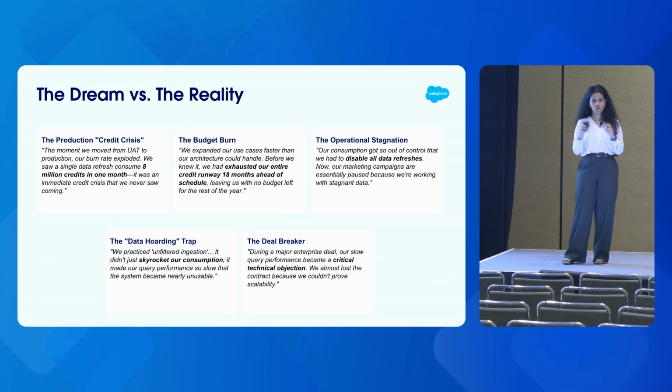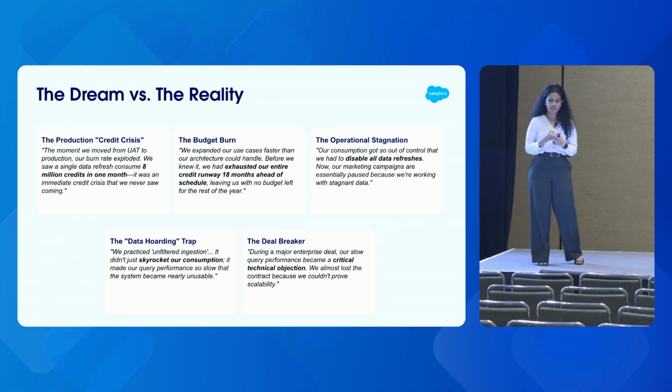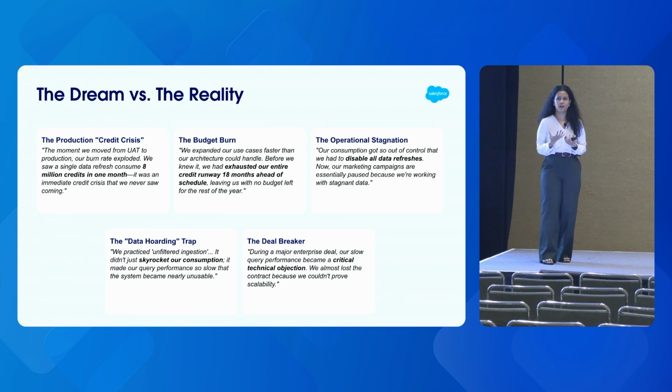Okay, so this is the dream versus reality. And we actually call it the production crisis. This is what we have been hearing from customers. Most of the customers are halfway through the year and they are already out of the credit that they have been assigned or have requested. And this is something we have been getting from customers: how do we optimize our credit?